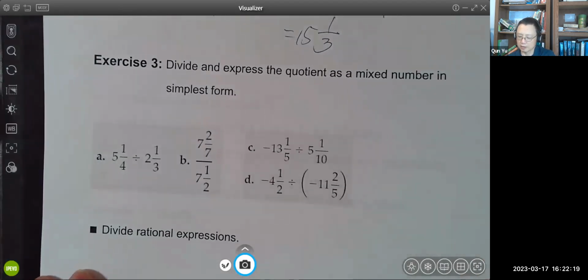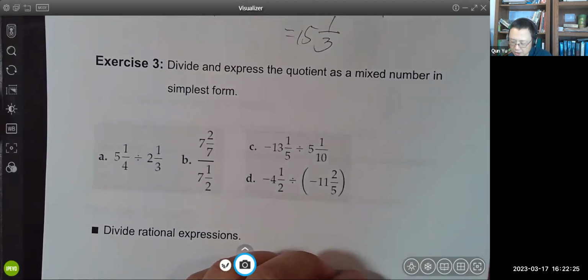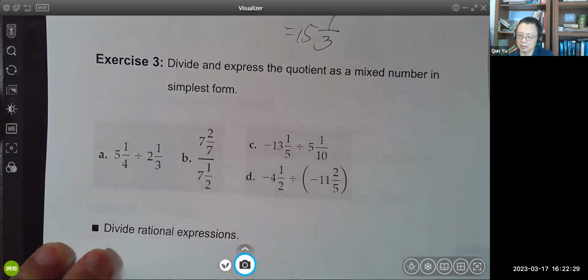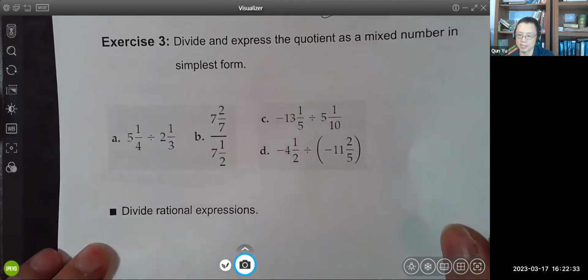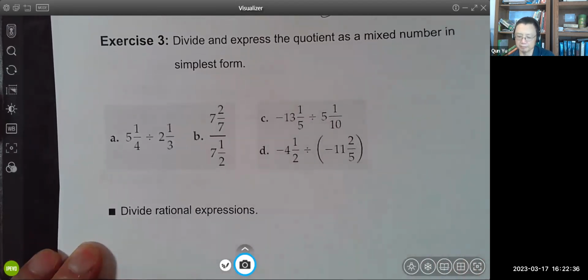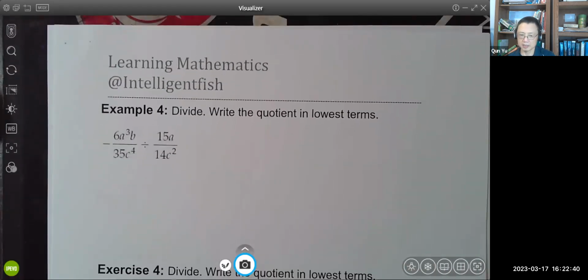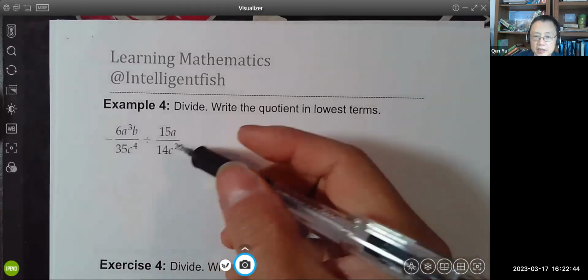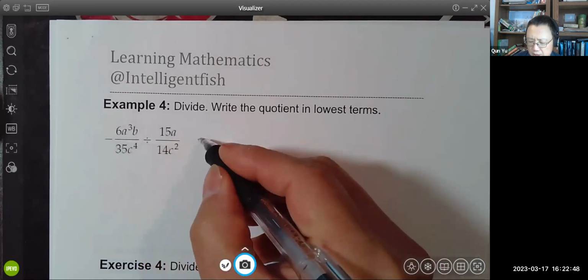Now this is your third set of division exercise, division with mixed numbers. Now let's look at our next learning objective. We're going to do division with rational expressions on the next page. So we just have this one example because they are really very similar. And nothing really different. We just keep the first one unchanged.